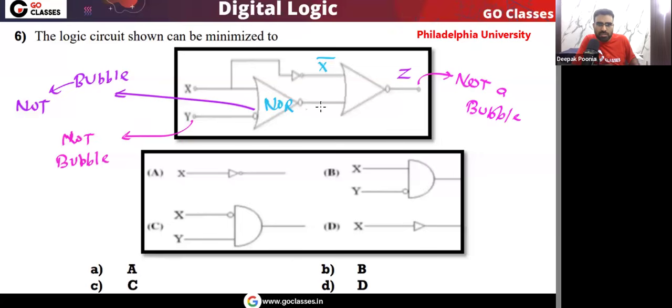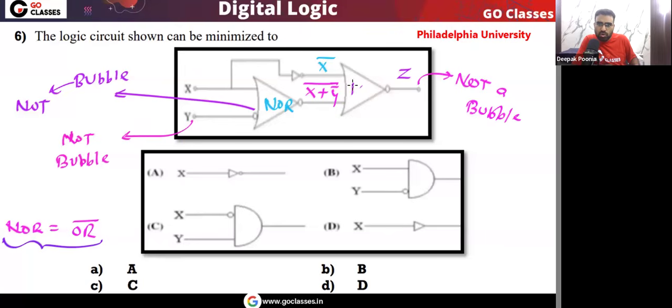Correct. So here you can see what will be the output. First you do OR, then you do NOT, because what is NOR? NOR is basically first you do OR, then you do NOT. NOT of OR, I can say. The name is telling you NOR means NOT of OR. So here one of the inputs is X, another input is Y bar. So first you do OR, then you do NOT. Okay, very simple. So this is the other input.